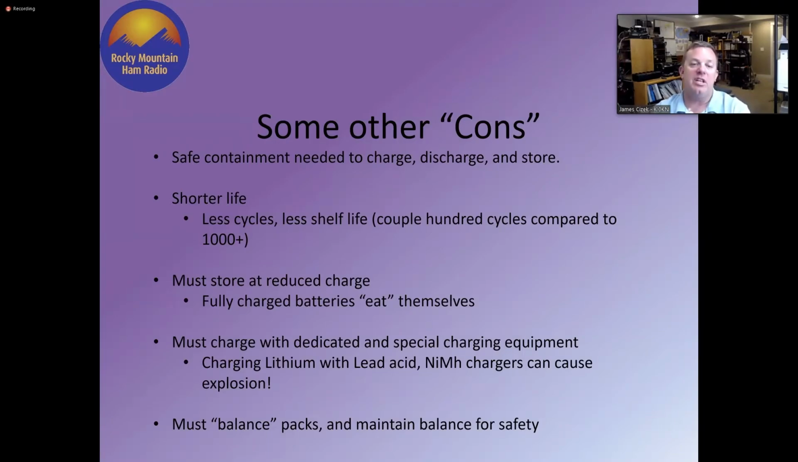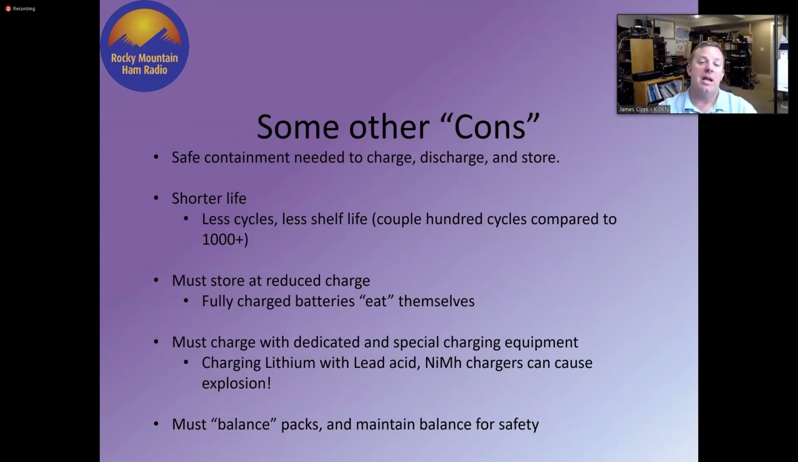This one is key though. You have to store the batteries at a reduced charge or they will eat themselves. Remember we talked about the graphite falling apart as the ions were intercalated in there. If we have too many of them at one pole of the battery, the battery self-destructs faster. So we have to store them at a reduced level of charge, state of charge.